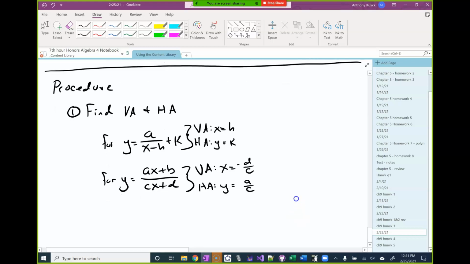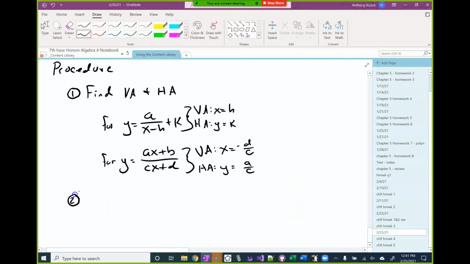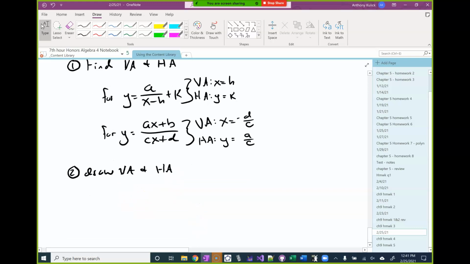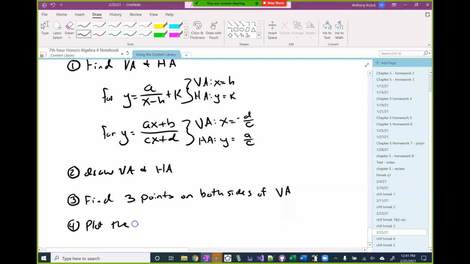So the next thing we'll do is draw the horizontal and vertical asymptotes. And then we need to find 3 points on both sides of the vertical asymptote. And then we need to plot the points and draw our graph. And that's our procedure, which is pretty easy to do.